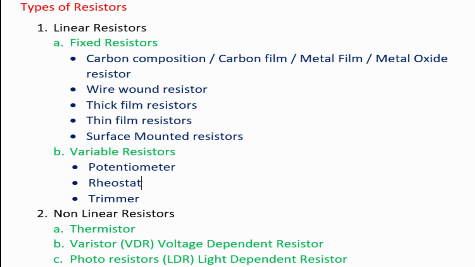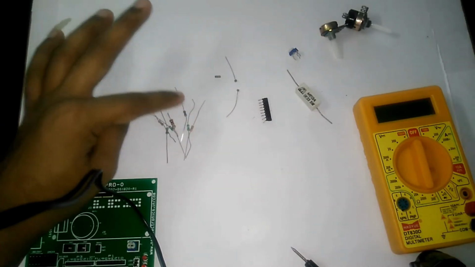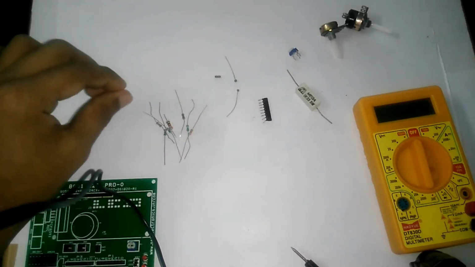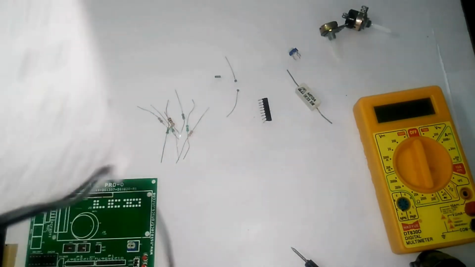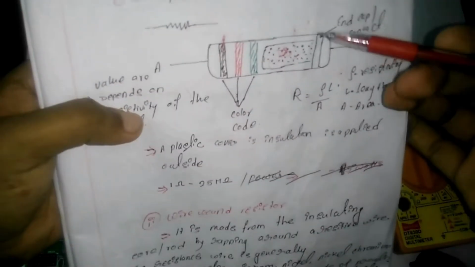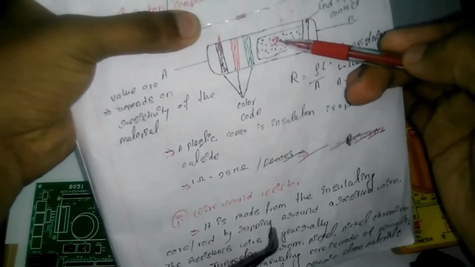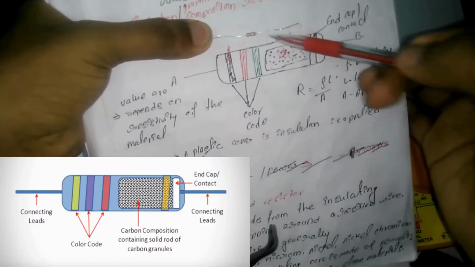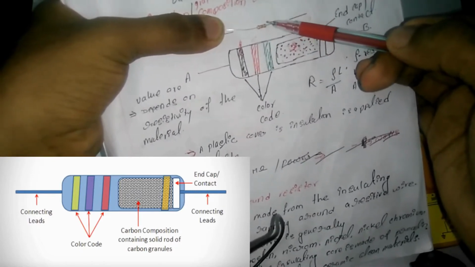Then in linear resistor we have fixed resistor. In fixed resistor we have carbon composition, wire wound resistor, thin film, and thick film resistor. These are the carbon composition resistors. We can find metal film and metal oxide resistors also, and I will show you what is inside this resistor. You can see here, this is the resistor.